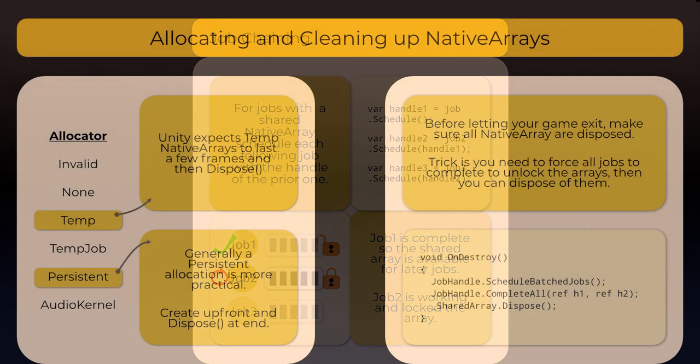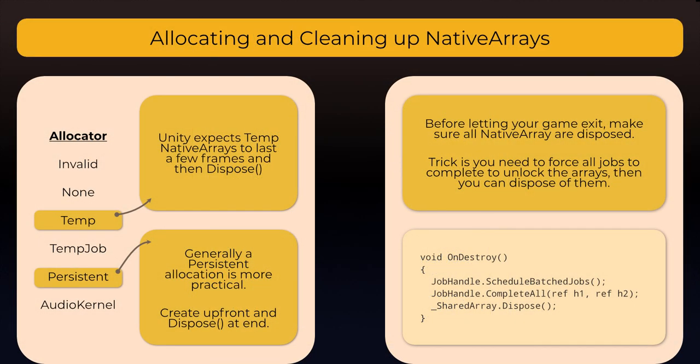So the other thing that's worth noting with native arrays is you have different allocators. So you can construct a native array, you just use the constructor to create it. One of the arguments you provide the constructor is the allocator. So you can create a native array to be Invalid or None, which is probably a bit curious, but I think because again it's a struct type, None is probably the default value, or maybe Invalid is the default. But things like TempJob and Persistent are the ones you're probably going to choose between.